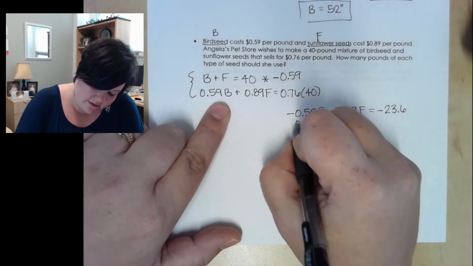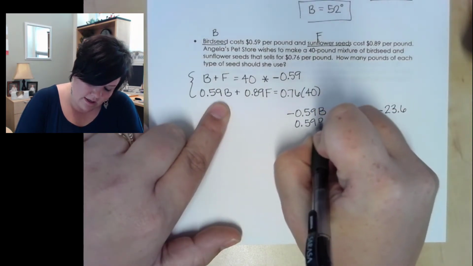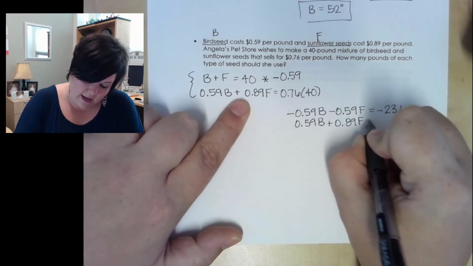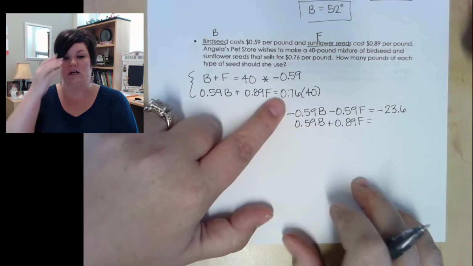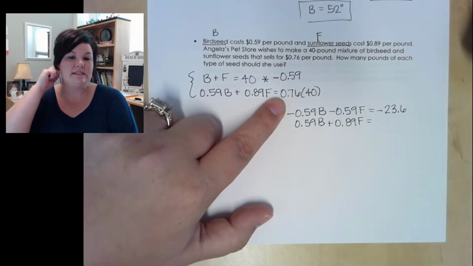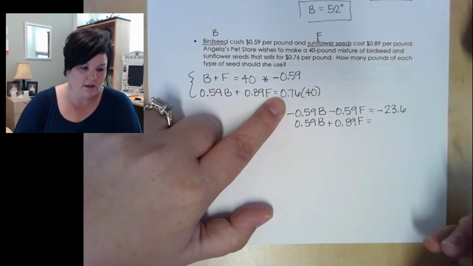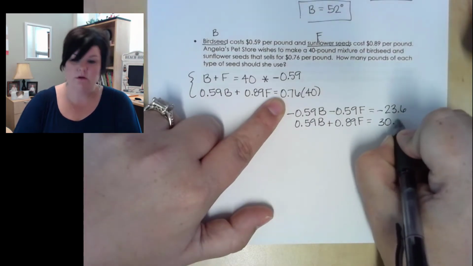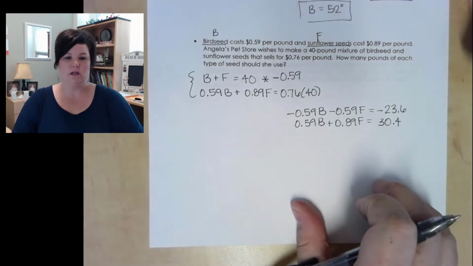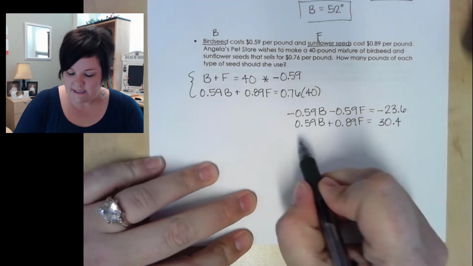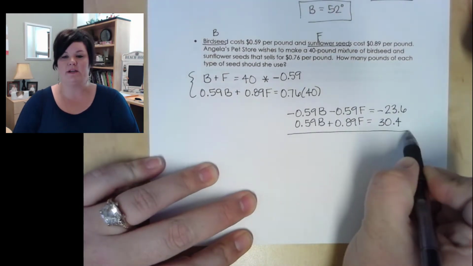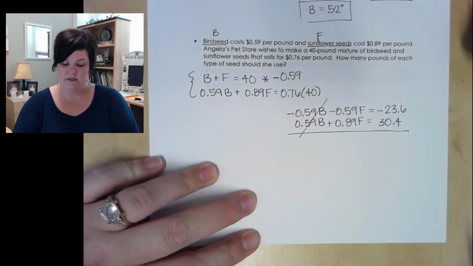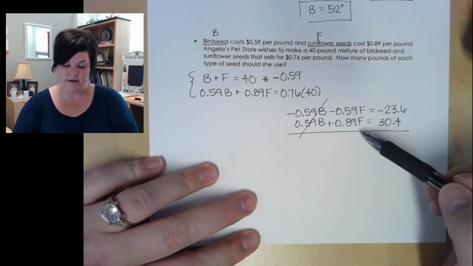So I have a positive 0.59B, I have a positive 0.89F, and then I'm going to go ahead and multiply these two numbers on this side just to simplify. 0.76 times 40 gives me 30.4. Okay. All right. So the whole reason I did that is so I can add these two equations together and the B's cancel. The B's are opposites. So I combine down with what I have left.